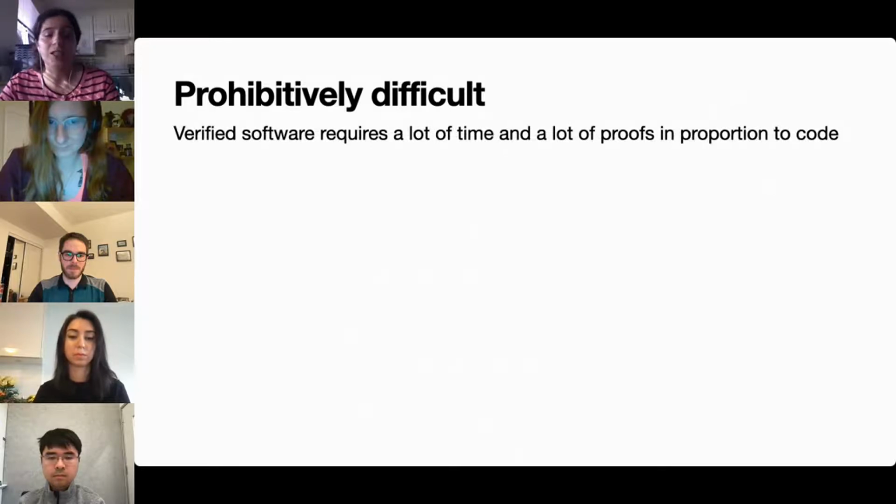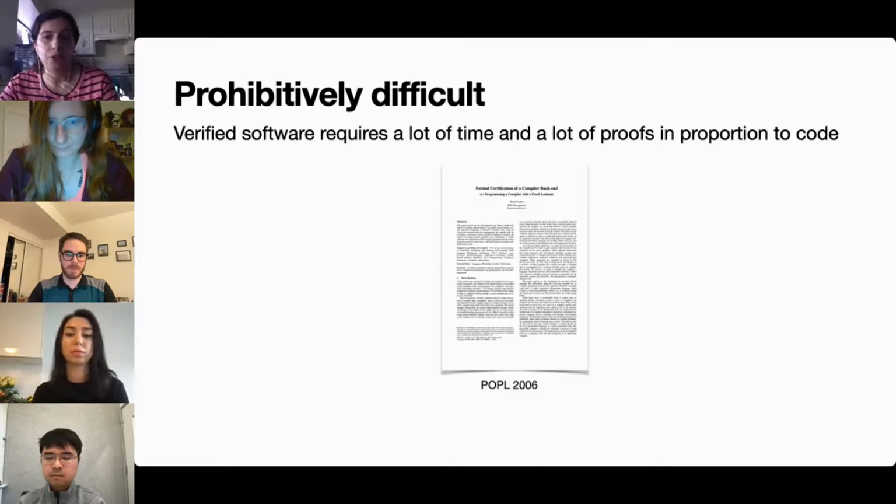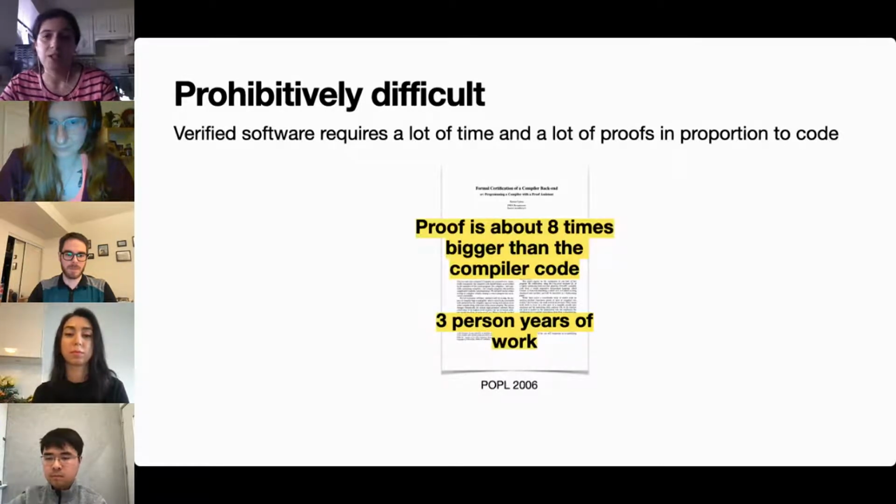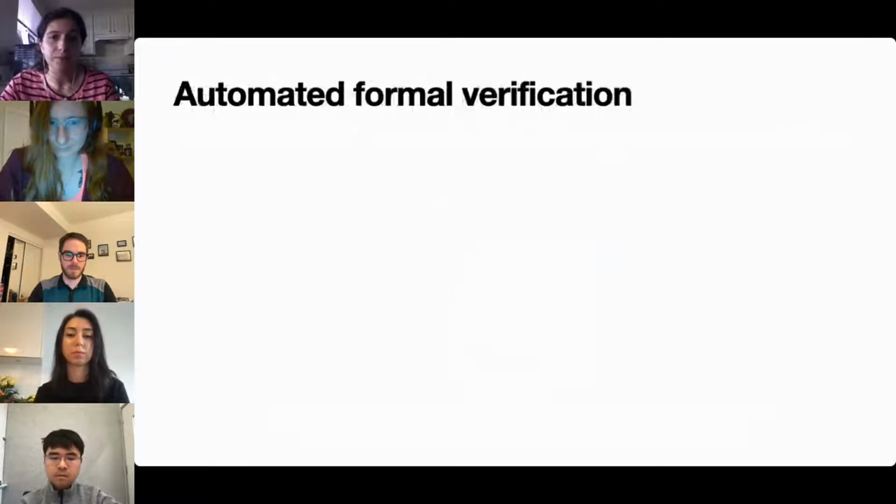Verifying code requires a lot of time and a lot of proofs in proportion to your code. For example, for the Coq verified C compiler CompCert, the proof is more than 8 times bigger than the compiler code itself and took 3 person-years of work. So as a general rule, because of the great expense of verification, virtually all software the companies ship today is unverified. If we can cut down the time programmers would need to spend on writing proofs, that would be a big win, because we'd be making progress towards enabling more verification.